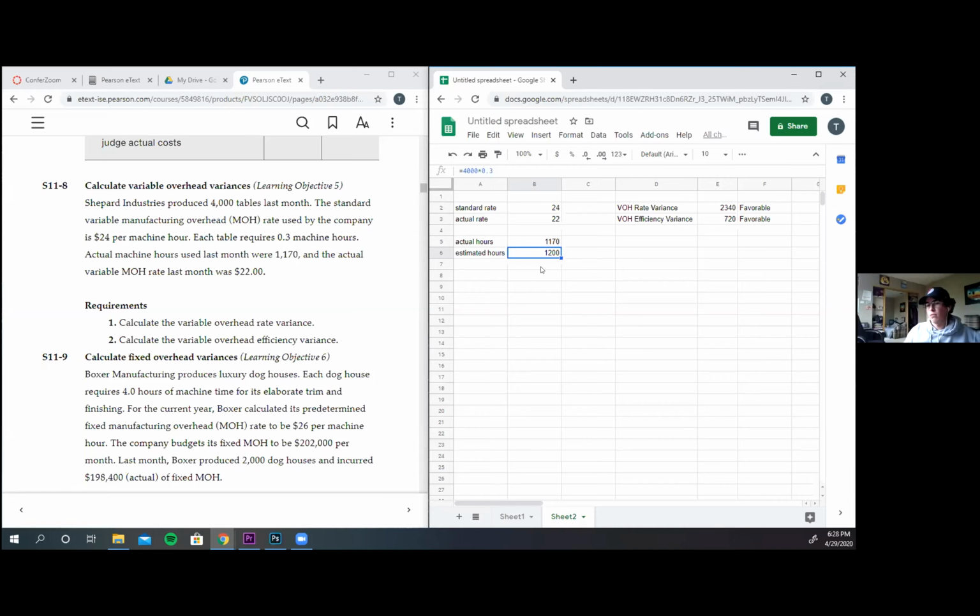Okay, cool. And then it would be 0.30 times 1,200 minus the actual, 1,170, right? So 0.30 times the 4,000 minus the 1,170 times the 24, yeah. Okay. I'm a little shaky on it, but I'll dig more into it.